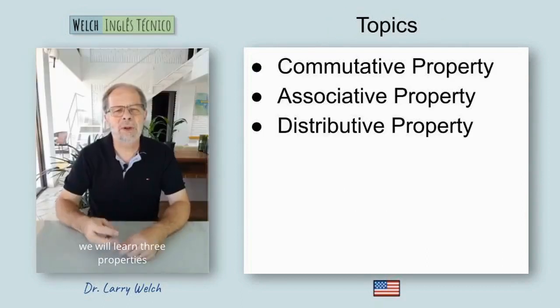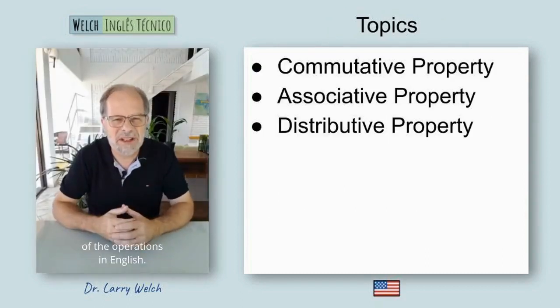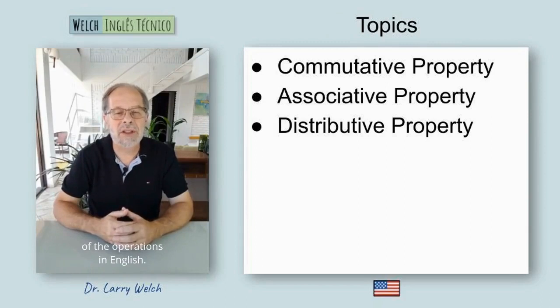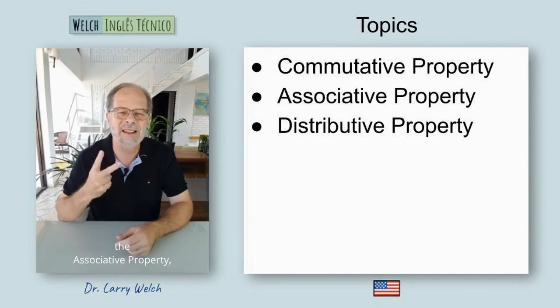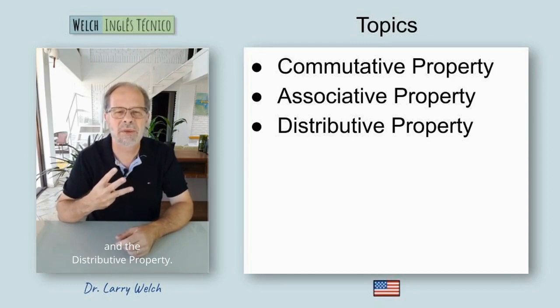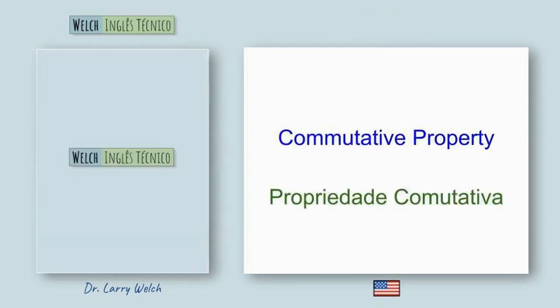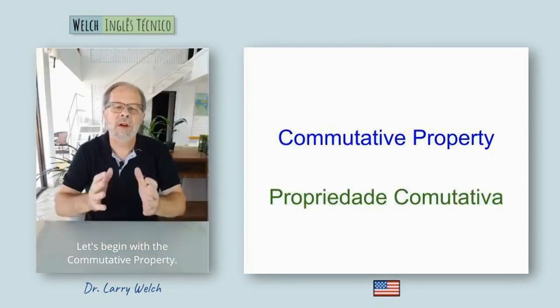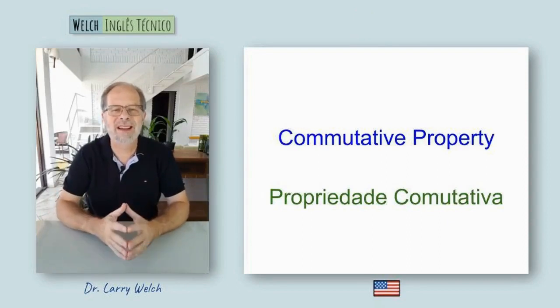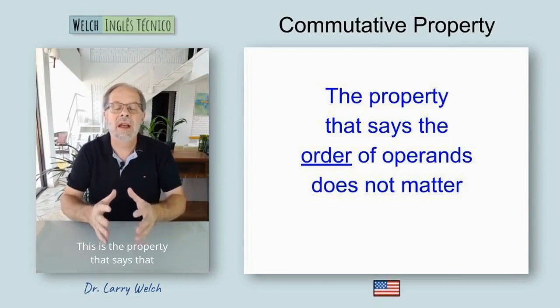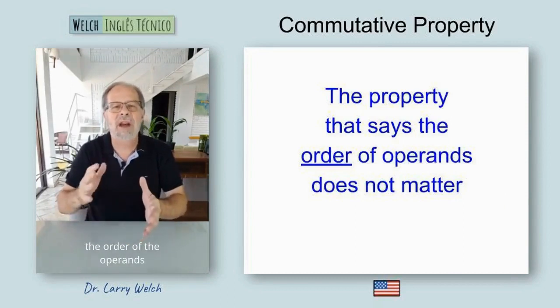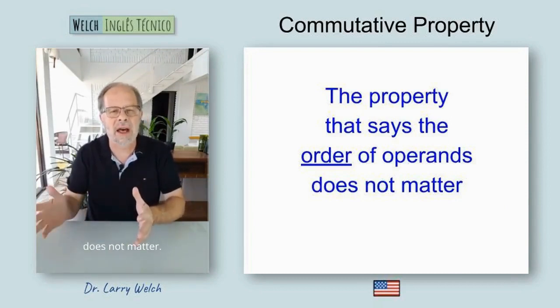In this lesson, we will learn 3 properties of the operations in English. First, the commutative property, the associative property, and the distributive property. Let's begin with the commutative property. Commutative property. This is the property that says that the order of the operands does not matter.